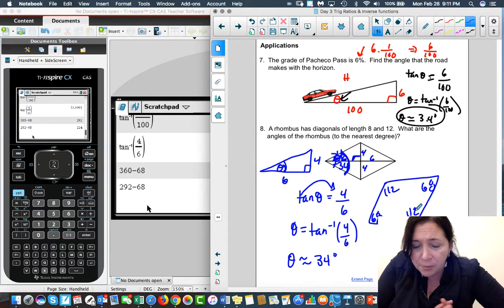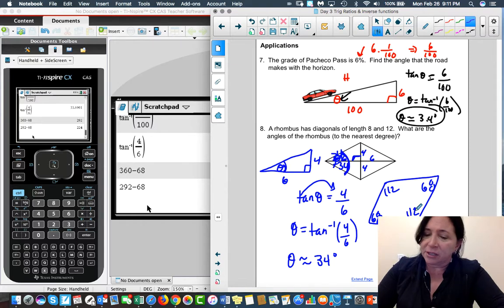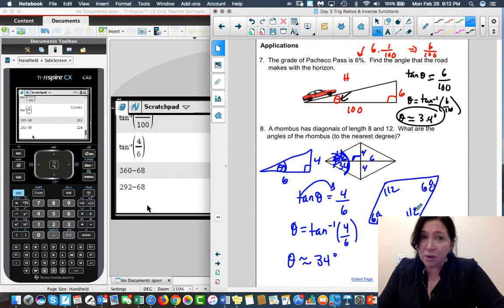So I hope that helps. We did a lot today. We introduced sine, cosine, and tangent ratios. We learned how to find inverse functions, and using arcsine, arccosine, and arctangent, we learned how to use a calculator with those same functions, and also we did a few application problems. So I hope that helps.